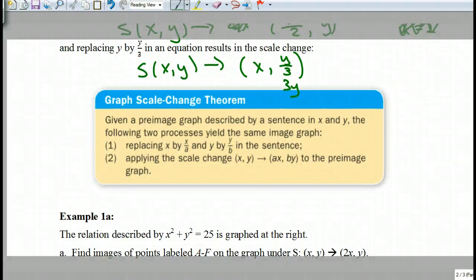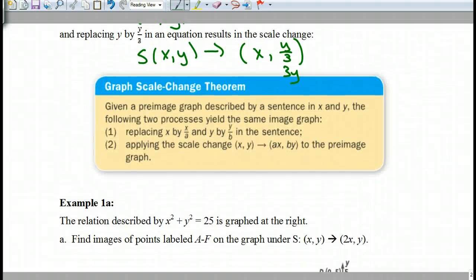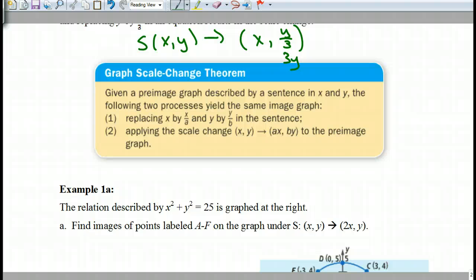All right, so here's the theorem. It says, given a pre-image graph, described by a sentence in x and y, the following two processes yield the same image graph. If I replace x by x over a and y by y over b in the sentence, it'll have a scale change of this.